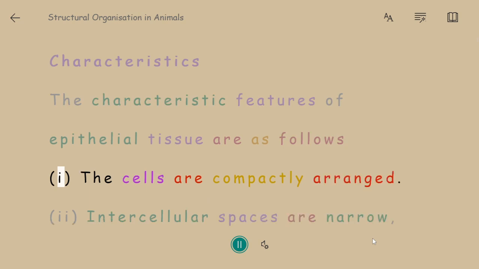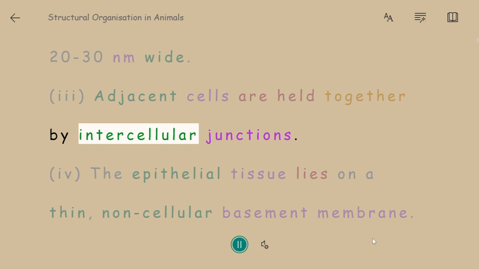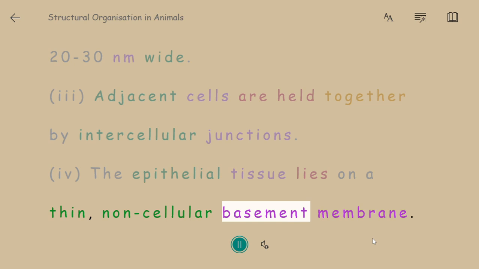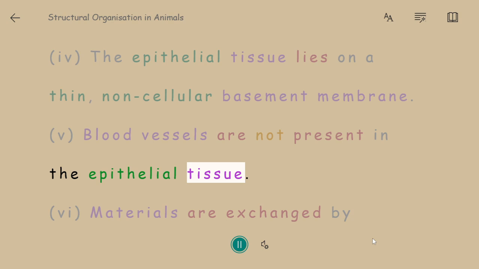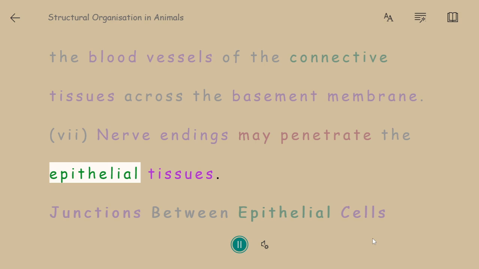1. The cells are compactly arranged. 2. Intercellular spaces are narrow, 20 to 30 nanometers wide. 3. Adjacent cells are held together by intercellular junctions. 4. The epithelial tissue lies on a thin, non-cellular basement membrane. 5. Blood vessels are not present in the epithelial tissue. 6. Materials are exchanged by diffusion between epithelial cells and the blood vessels of the connective tissues across the basement membrane. 7. Nerve endings may penetrate the epithelial tissues.